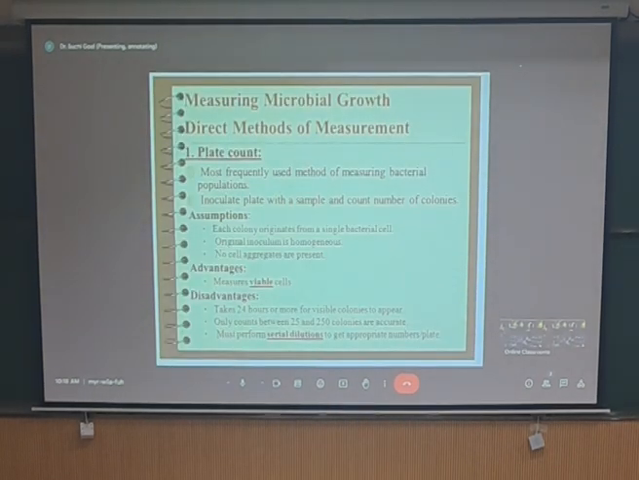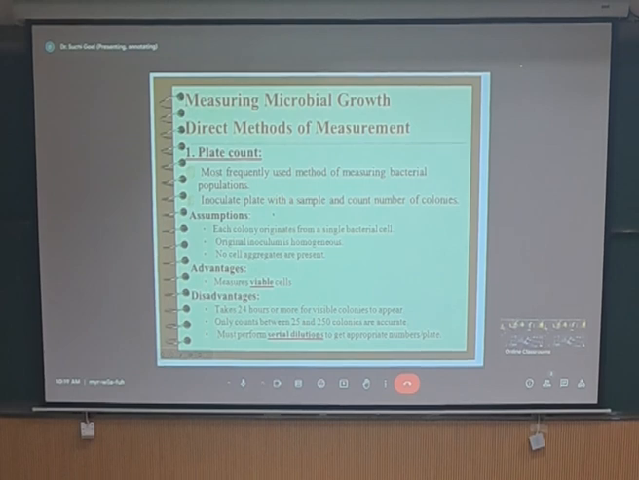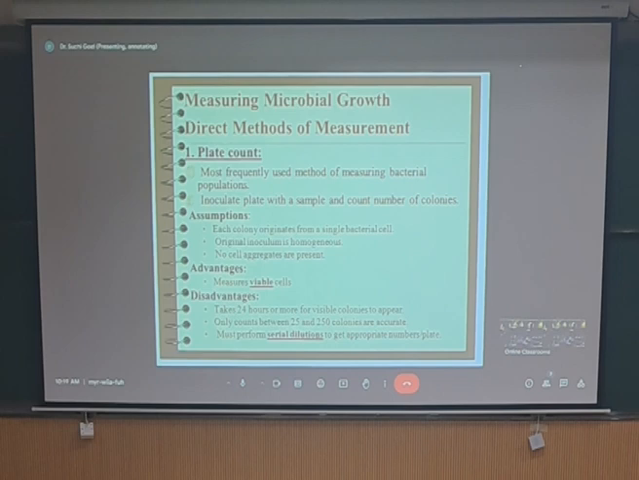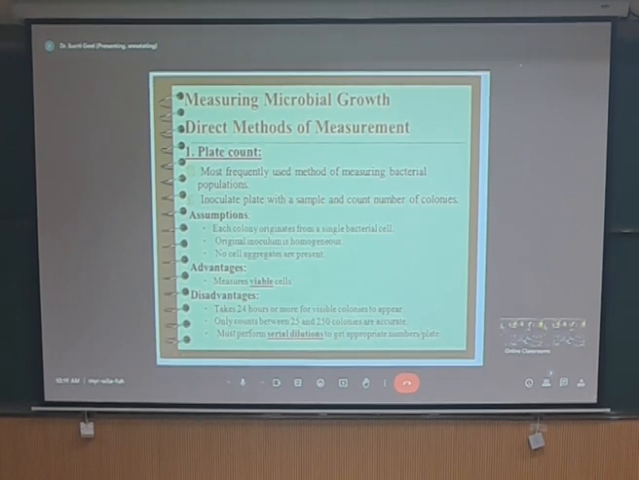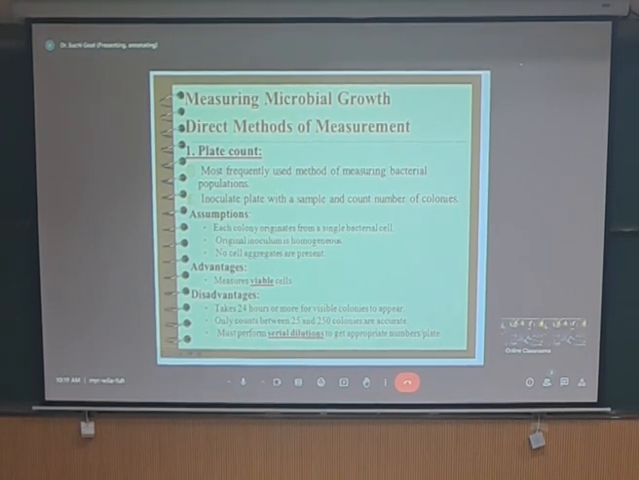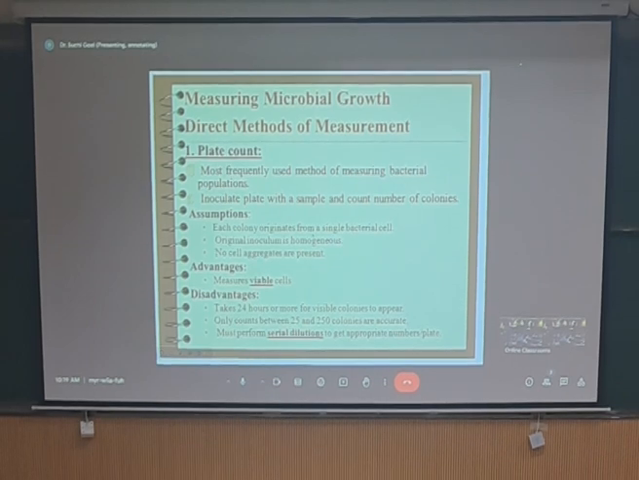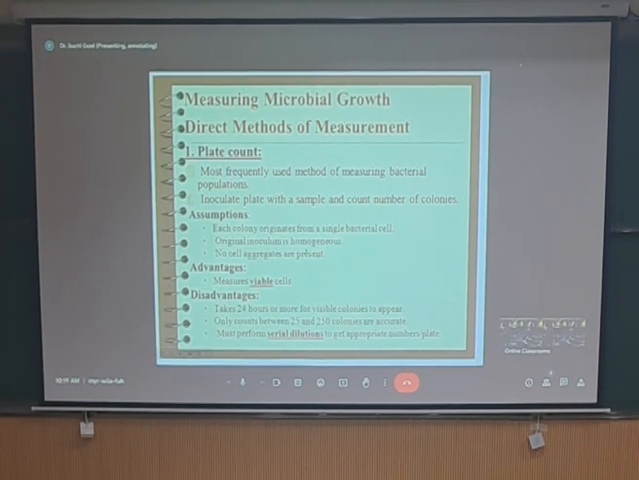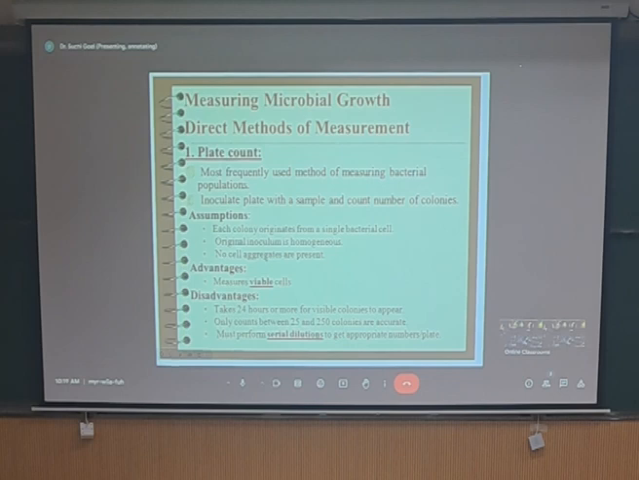The most frequently used method is your plate count method. It is very simple. You take your bacterial culture and do a spread plating method. On the next day, what you will see is single bacterial colonies. The assumptions I am taking here are that each colony originates from a single bacterial cell, and that my original inoculum is homogeneous and there are no cell aggregates present.